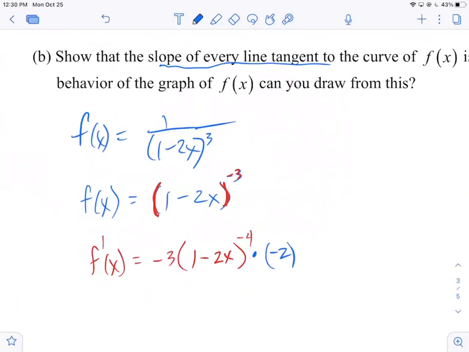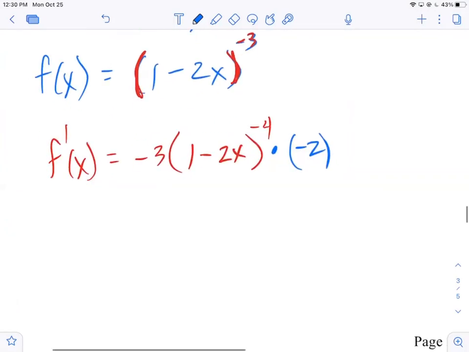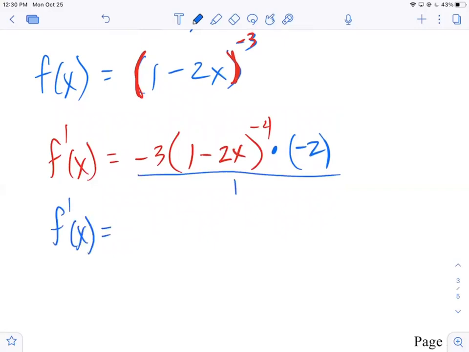Now, if this were just a quiz where we're taking the derivative, we can walk away right here. But we want to use this dude. So guess what we're going to do? We're going to clean him up. All right. So you can think of all this over 1 if you want. In the numerator, we're going to have a -3 times a -2. That's a +6. And in the denominator, we're going to have a 1 minus 2x to the 4th. And notice it's still equal to f prime.